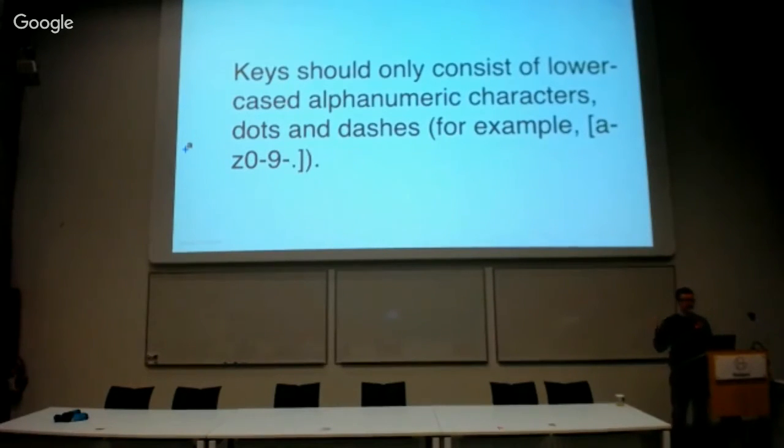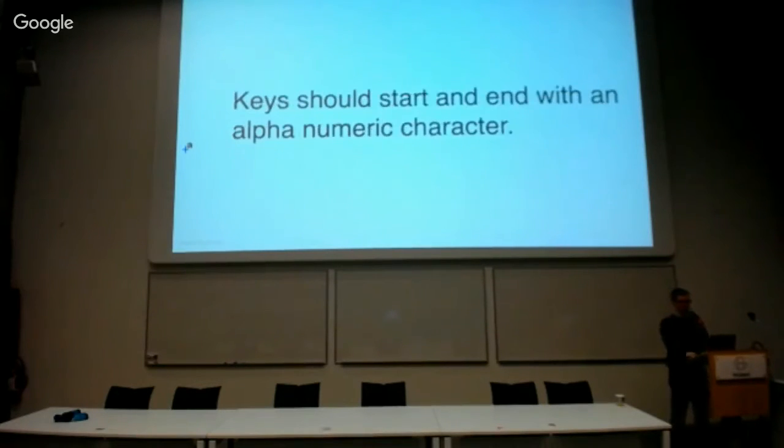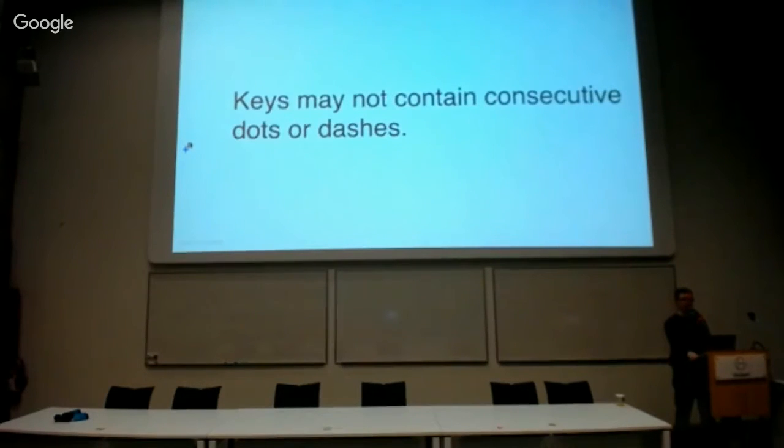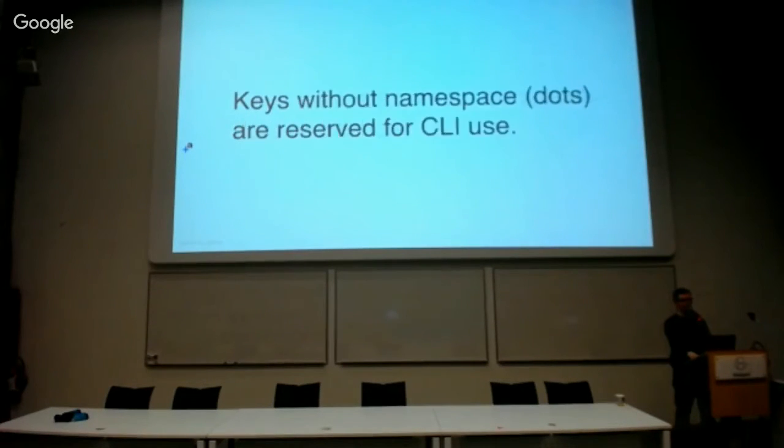Keys should only consist of lowercase alphanumeric characters, dots and dashes. Note that that is a guideline and not imposed by the tool. So you can totally have things like uppercase letters in your labels and it will work, but the guidelines say don't do it. Maybe that should be imposed by the tool, then you wouldn't have to have the guideline. Keys should start and end with an alphanumeric character. Again, it's all formatting, it's all syntax. Don't put too many dots in your labels.